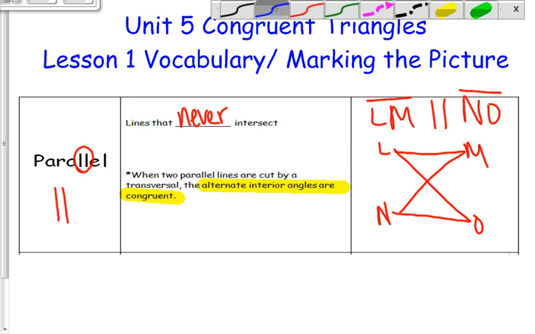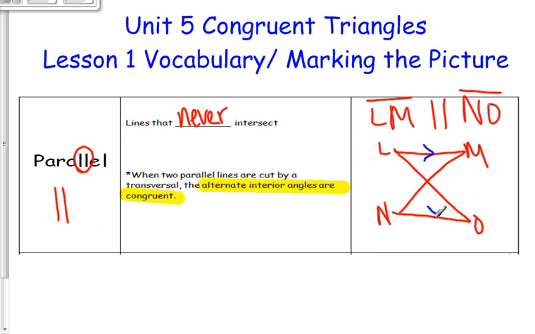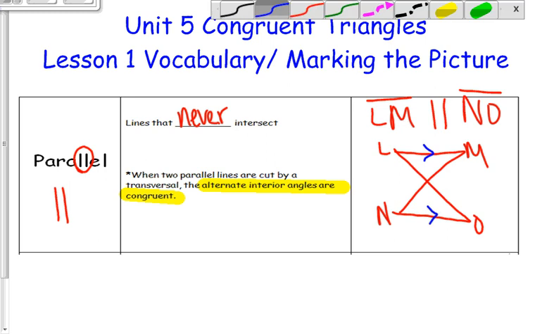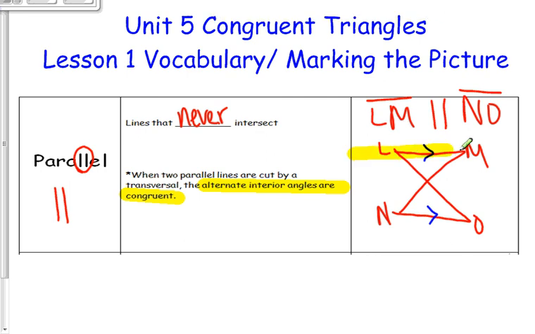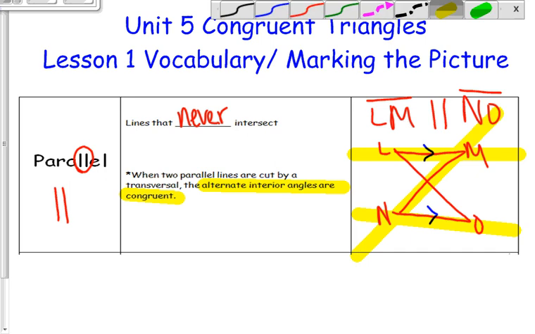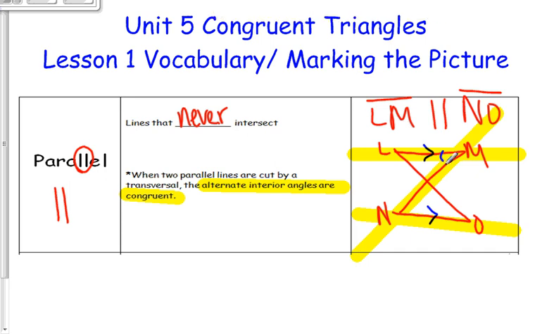I'm going to put the arrows here so we know which lines are parallel. Arrows are signifying parallel on our diagram. Then I'm looking for where Z's are formed. So here are my parallel lines, and I'm going to pick a transversal. I'm going to pick transversal LN and M there, and so my parallel lines are here at M and here at N.